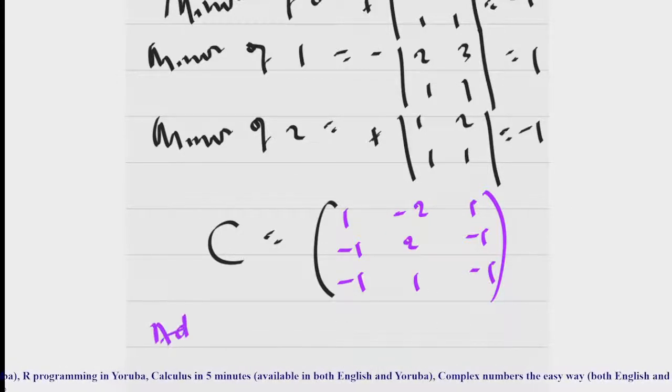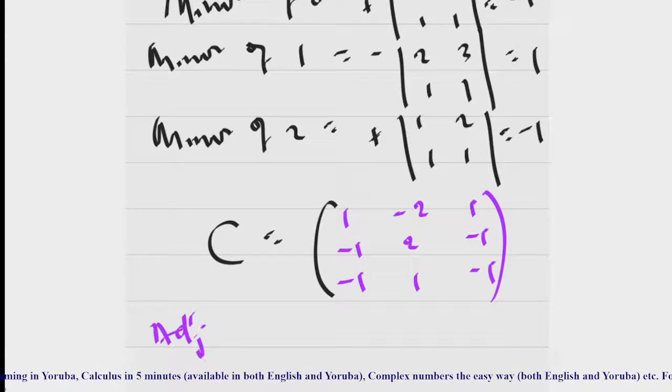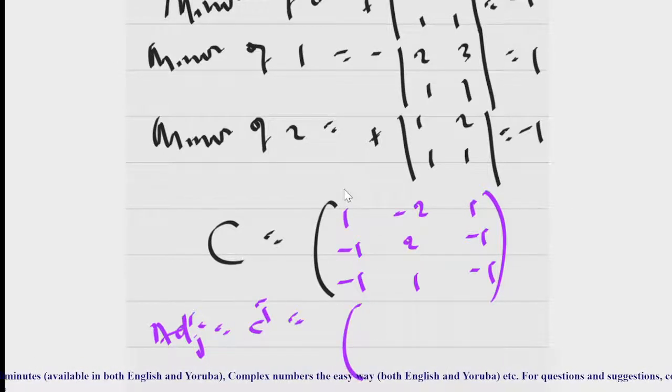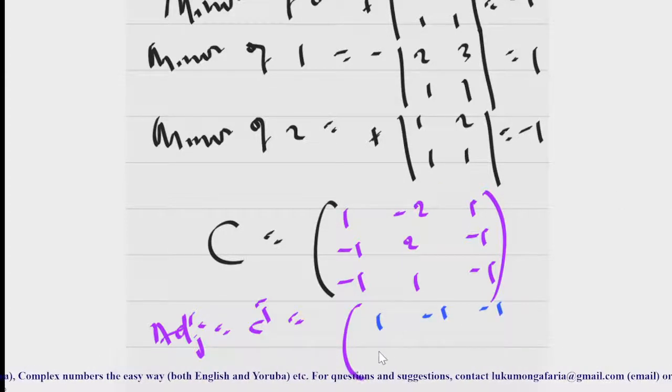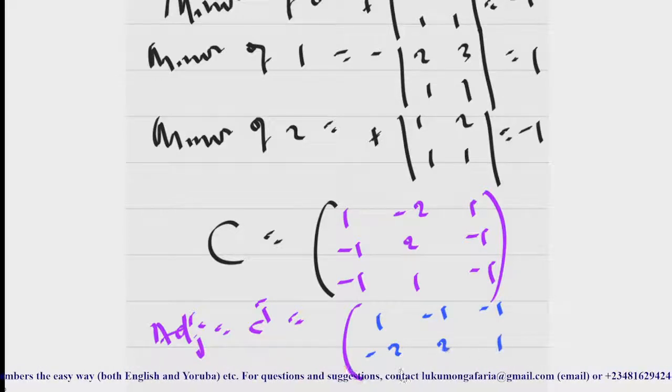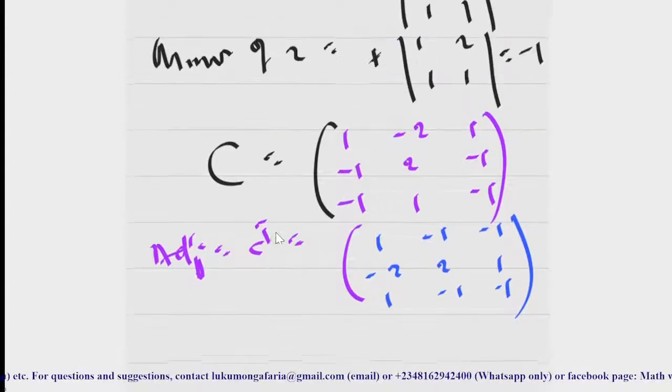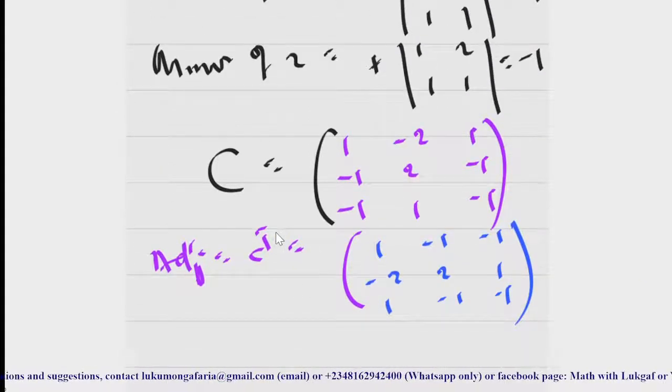Then your adjoint, which is the transpose of the matrix of the cofactor, will now be, okay, let us find the transpose. If you take the transpose, you are going to have 1, minus 1, minus 1, minus 2, 2, 1, 1, minus 1, minus 1. And that's the transpose, which is the adjoint of the matrix.